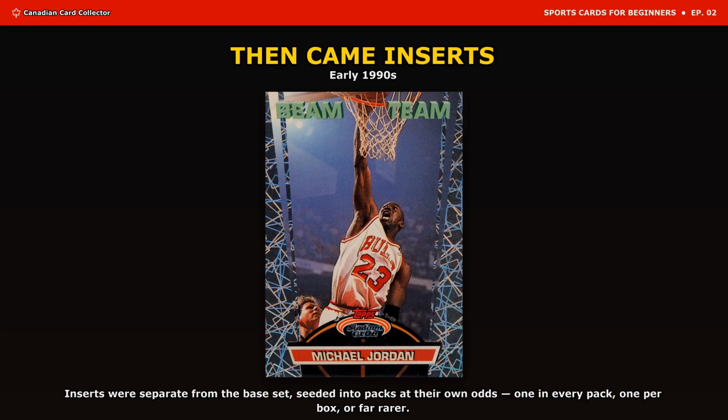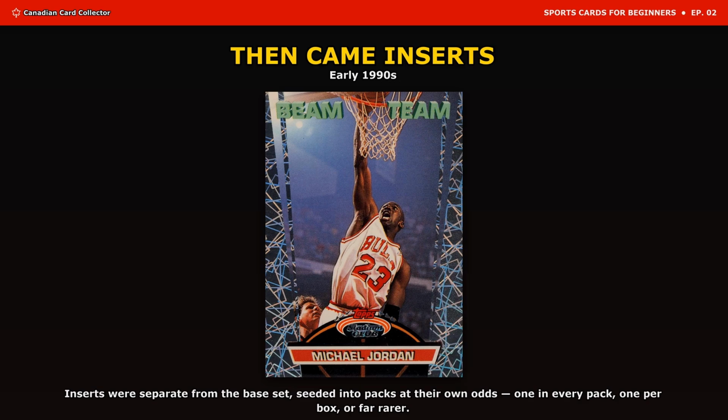But as you can see by the Michael Jordan card here, this is called the Stadium Club Beam Team, a very famous early example of an insert of his. These are very highly sought after simply because they are one of his earliest examples. Some, I think, call this his first insert, although there's some debate around that. This card was not part of the base set. This was its own thing. And that's what inserts really are.